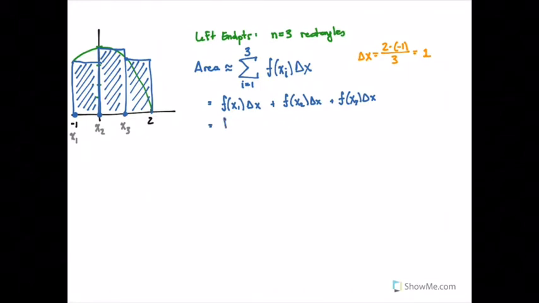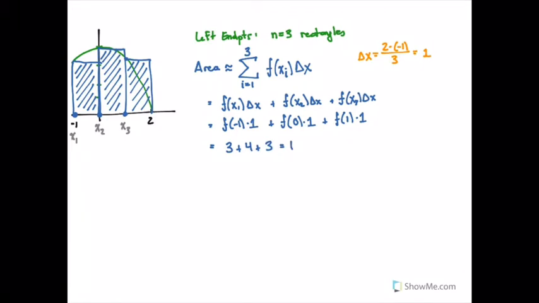So in this case, this is going to be f of -1 times, said delta x, we'll write just 1, plus f of 0 times 1, plus f of 1 times 1, and that will give us 3 plus 4 plus 3, which will be 10 units squared. That is the left endpoint approximation of that area.